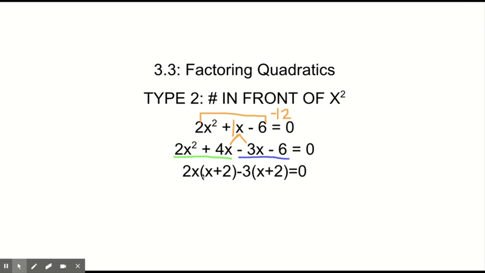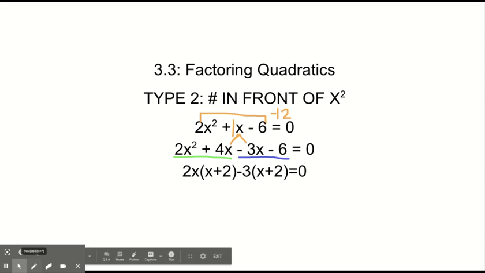X squared divided by x is x, by the way, because this has two x's and you're taking one of them out here. 4 divided by 2 is 2, and x divided by x means that there's no x's left with that 2. Over here, I can take out -3 and divide both of them by -3. -3x divided by -3 is just 1x. -6 divided by -3 is +2.